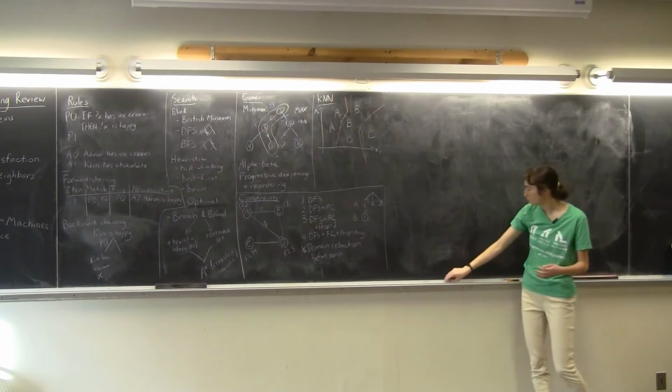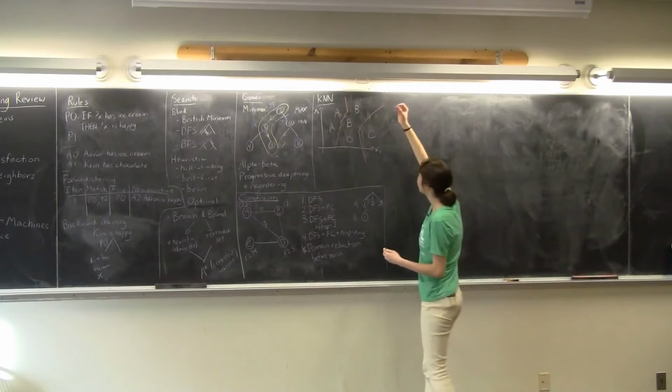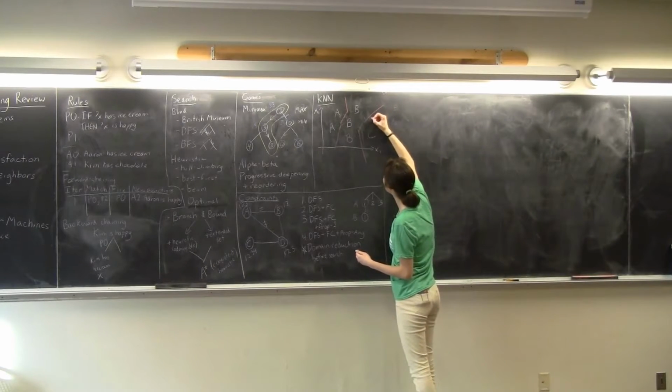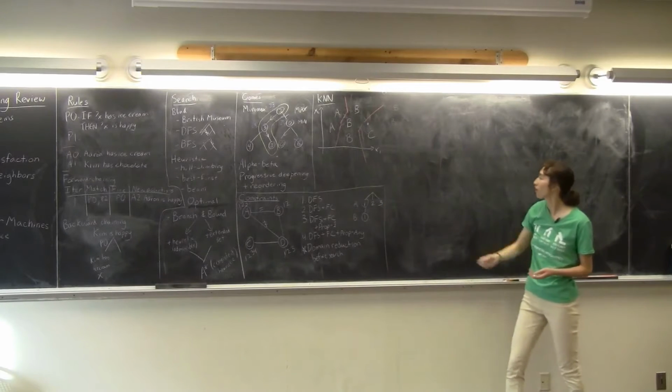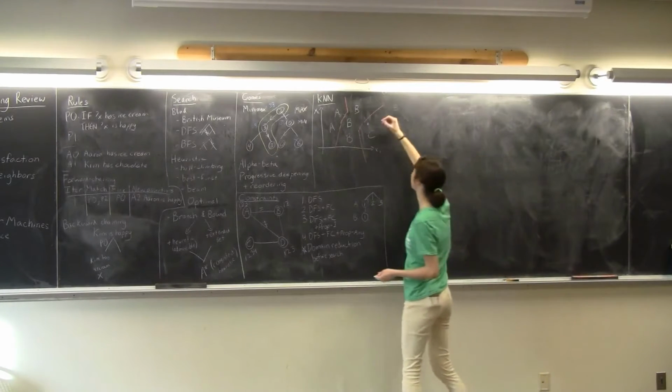We could also use different values of K. So for example, if we were trying to classify some point that was right there, then with K equals 1, we would classify it as a C because C is its 1 nearest neighbor.